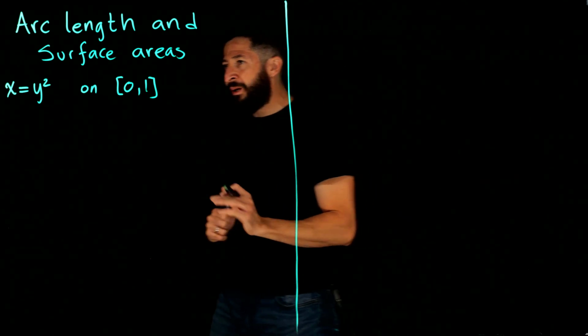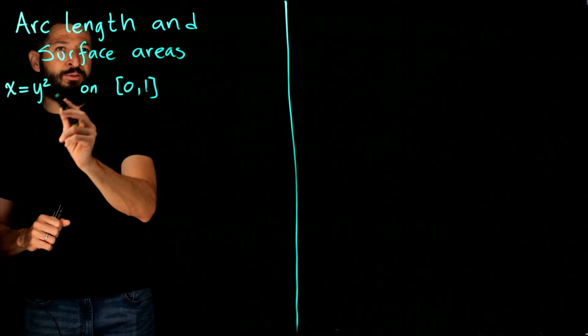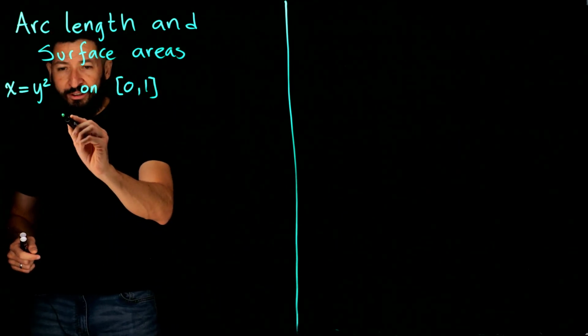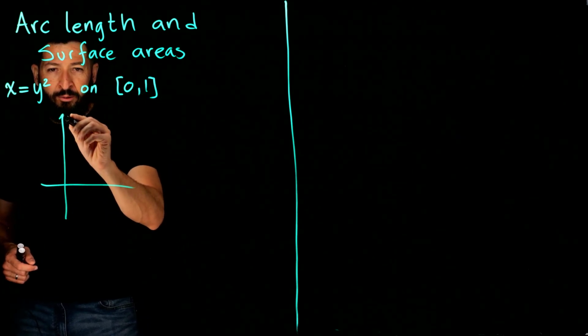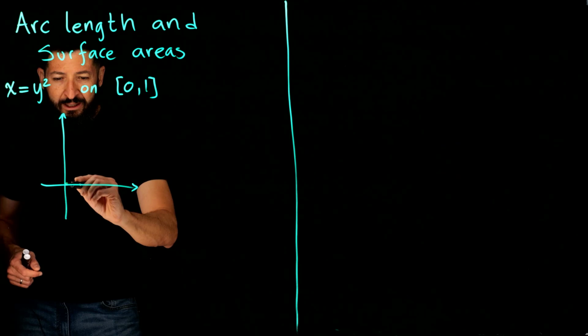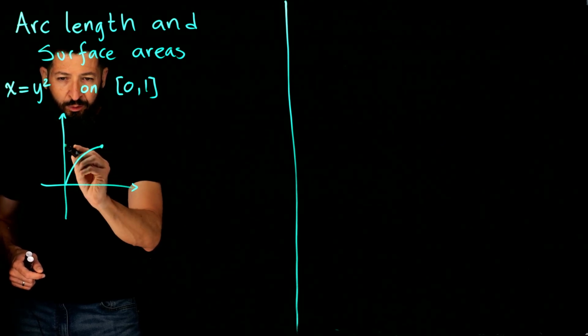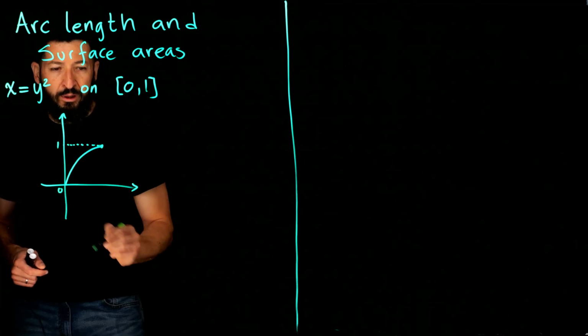All right, so now I'm going to talk about one where the function is x as a function of y. What do we do? So let's draw it first, I suppose. So my interval is on the y coordinate. So the graph is going to look like this, going from 0 on the y to 1.